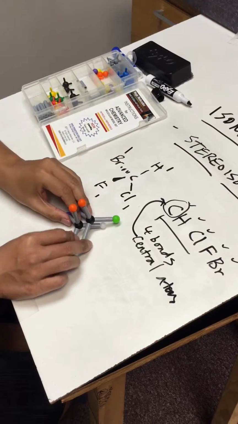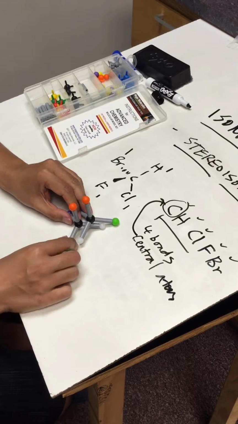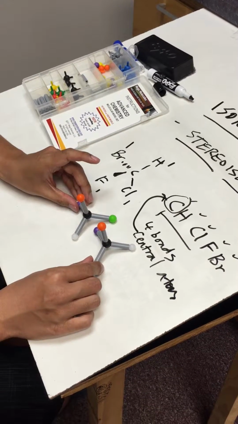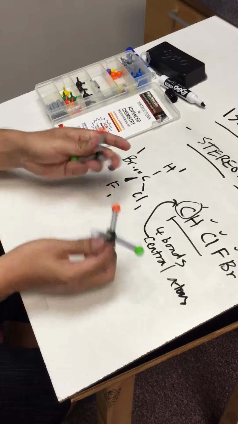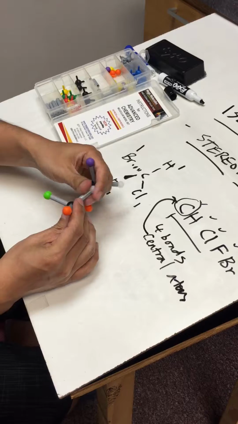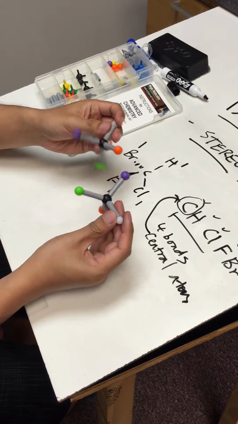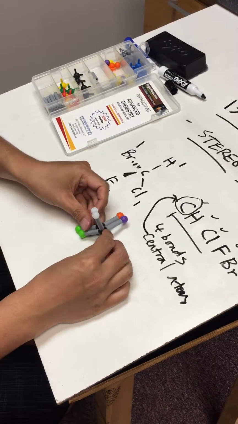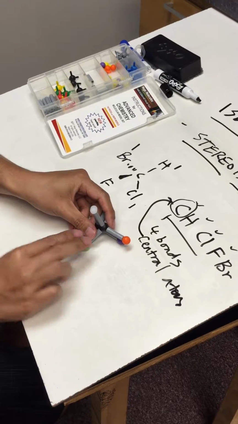But what happens to the positions of the hydrogen and chlorine? They don't overlap. You see? They don't overlap. So let's mix it up. This time, let's say I'm going to match hydrogen and chlorine. So hydrogen for hydrogen, chlorine for chlorine.